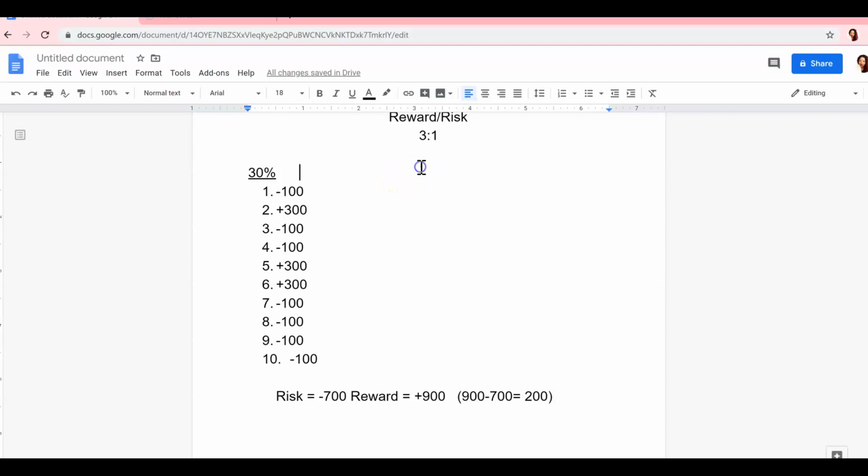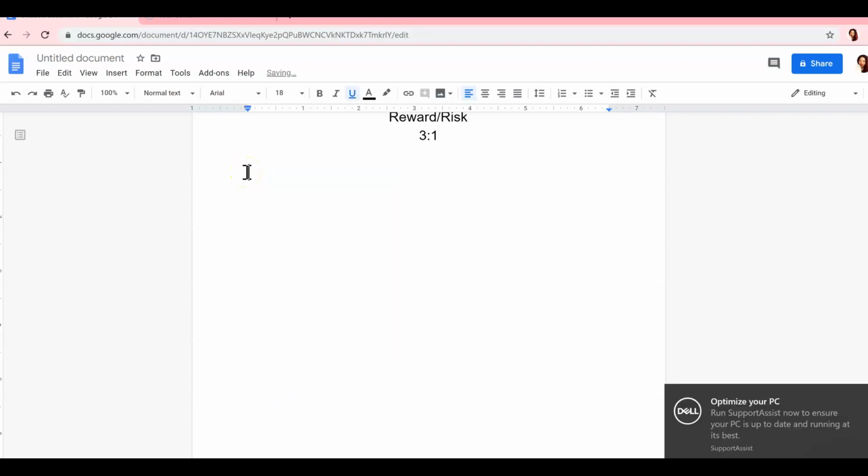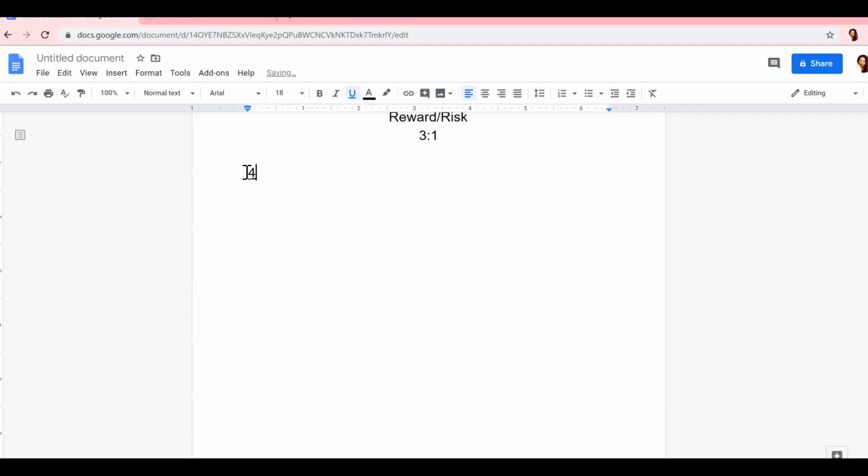So let's go and come over here. What I want you to do is go ahead and take a picture of that right now. And then we're going to do, what if our reward to risk was 40%? I take that and now we're going to do 40%.